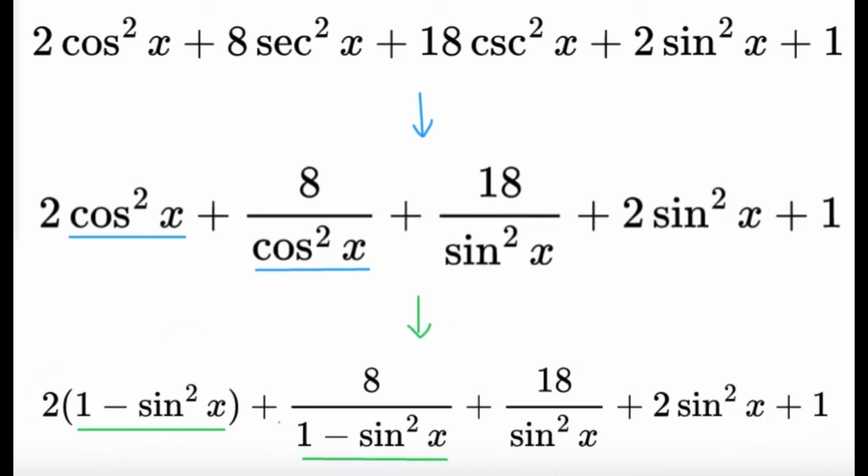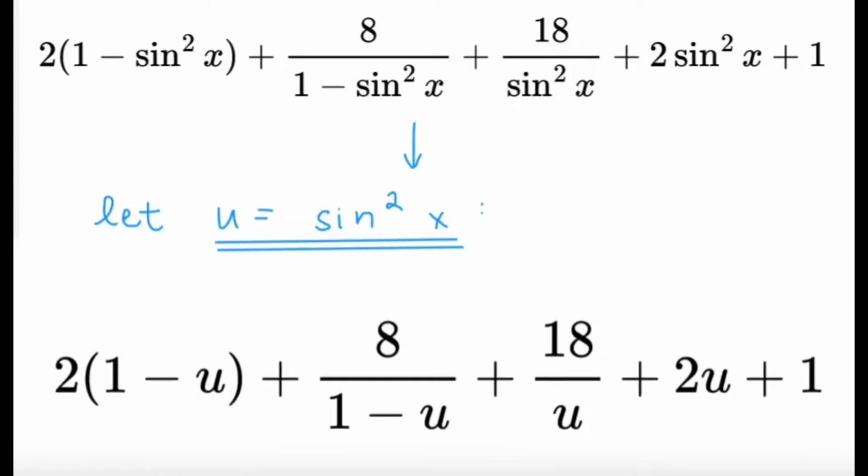We can write this a little more nicely because if I let u equal sine squared x in this expression, I would get an expression in terms of u. So 2 times 1 over u plus 8 over 1 over u plus 18 over u plus 2u plus 1. Essentially we're just trying to get the minimum value of this.